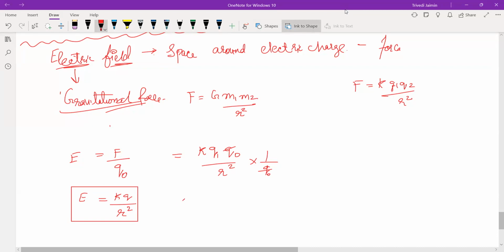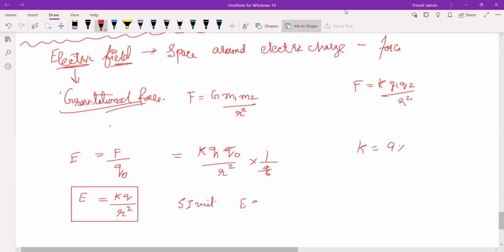So what will be the SI unit then? Electric field intensity. Coulomb upon meter square. Yep. What about K? K is a constant, right? Yes, but it also has some unit. Constants have values and units.